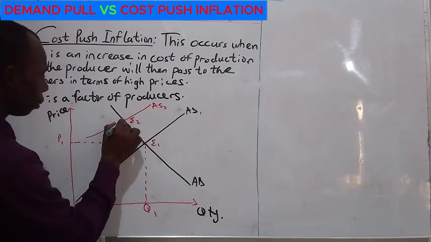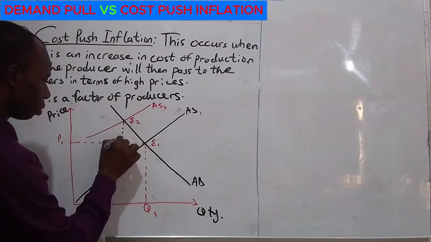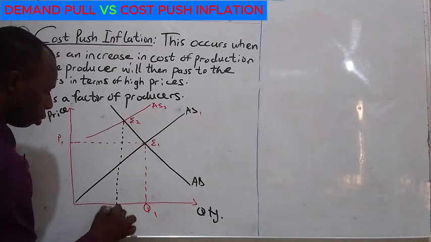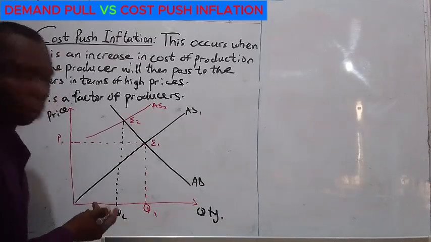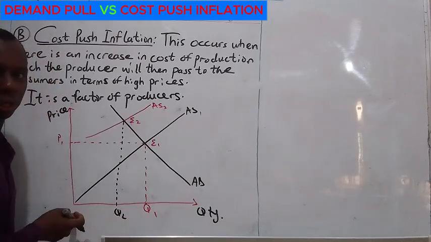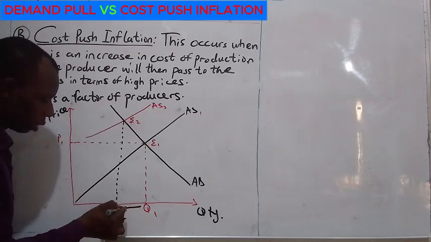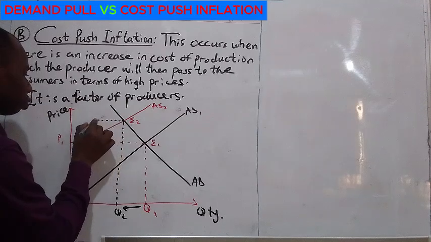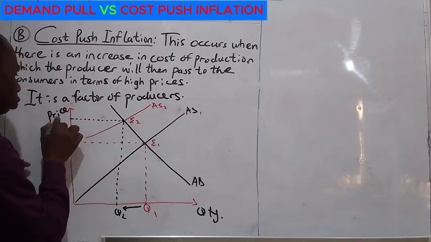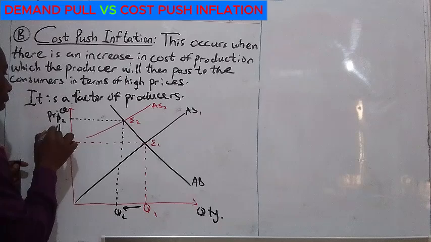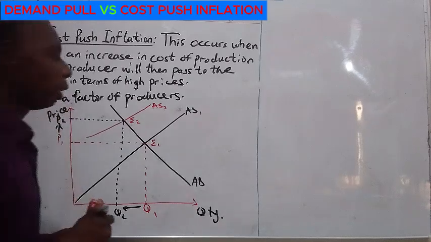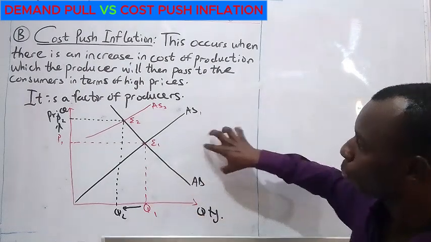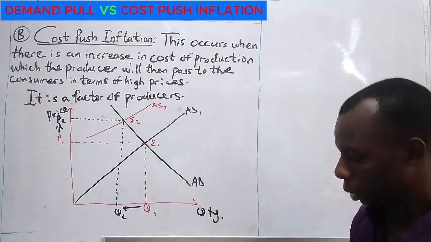So if we trace this equilibrium point to quantity, this is our new quantity, known as Q2. What do you observe? Quantity supplied has reduced. It has shifted inward. But what about price? Trace the price axis. What do you have? This is our P2. What do you observe? Price has gone up. And because price goes up, this is known as inflation. So this is how the graph of a cost push inflation will be drawn.